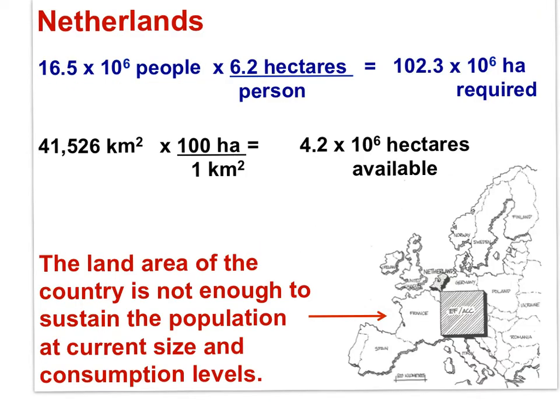Now, what's interesting or depressing is that when we compare the ecological footprint of the Netherlands, 102 million hectares, with the actual land area, in this case 4.2 million hectares, using this conversion to determine the size of the Netherlands in hectares, you can see that the ecological footprint far exceeds the land available. Now, the underlying explanation is the high per capita consumption of resources by people in the Netherlands.